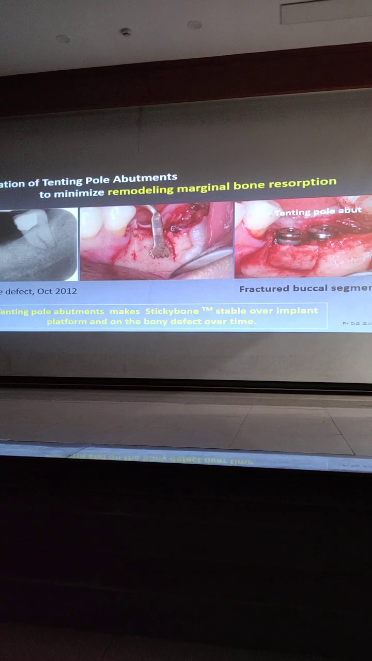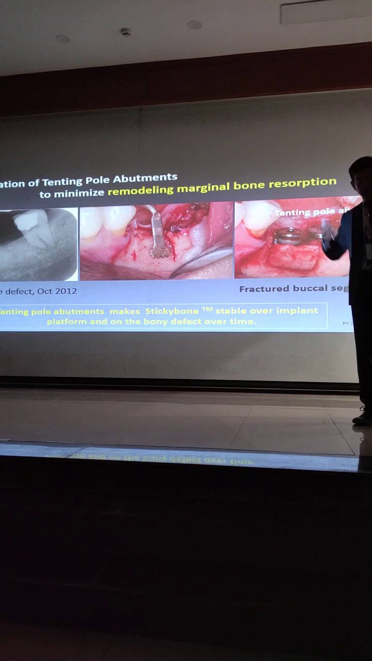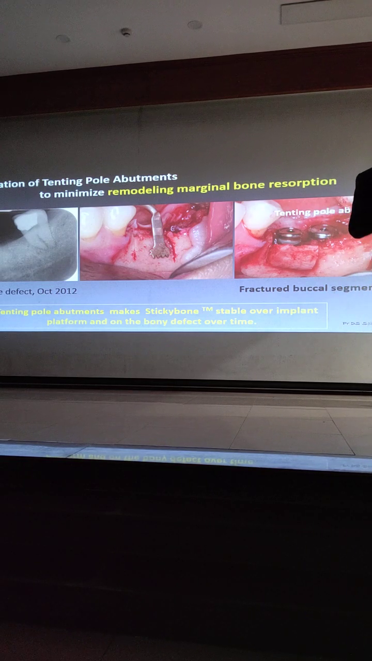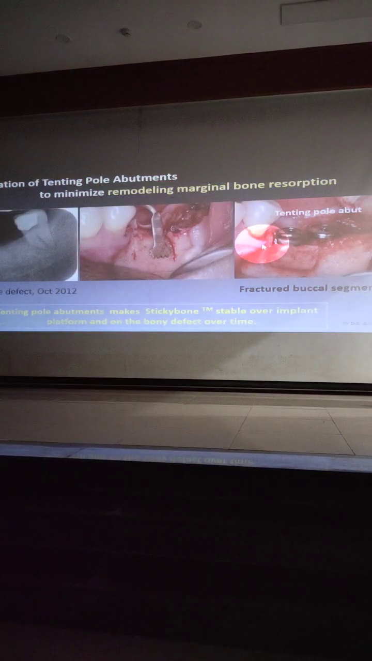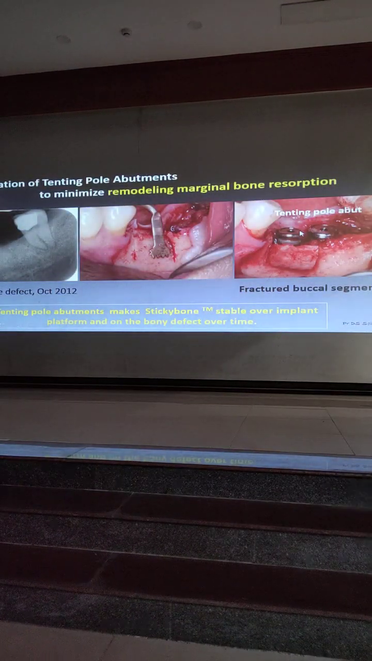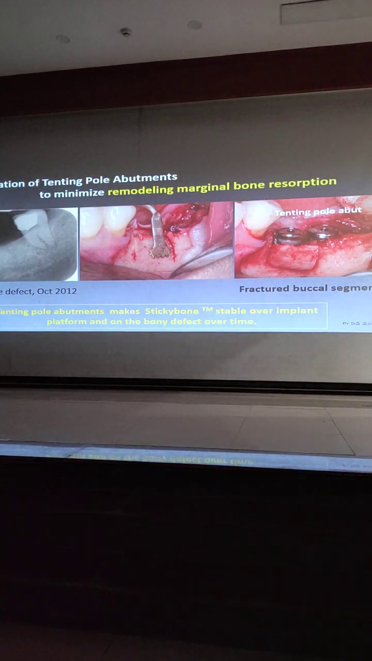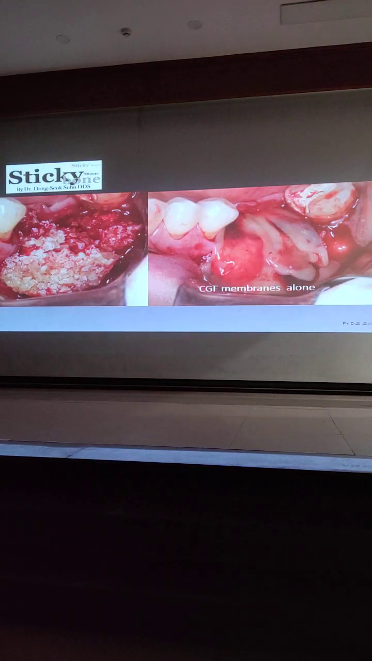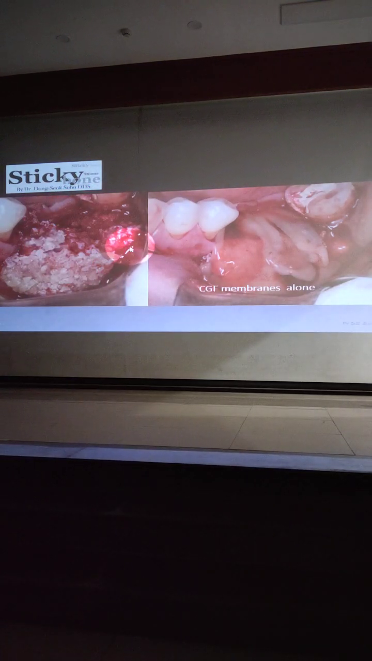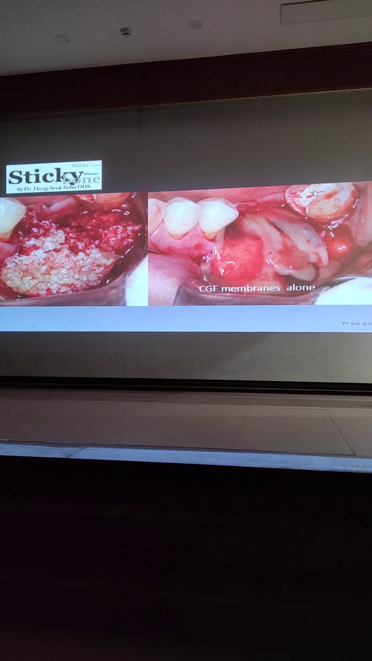And in order to prevent apical migration of the graft, and to allow more bone grafting over the implant platform, I placed a 2 mm high tenting pole abutment. This is a low profile healing abutment. And sticky bone was grafted. In this case, I did not use a collagen membrane, only a CGF membrane was placed over the bone graft.